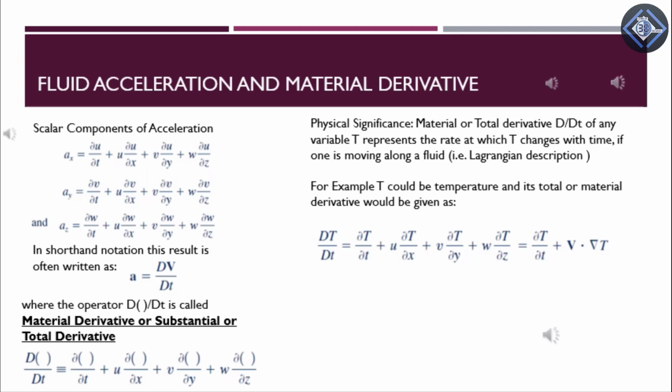And similarly, dT over dt, which is the total rate of change of temperature with respect to time, will come out to be a scalar quantity. Also shown on your screen is the operator V dot del that is used in the expression for dT over dt.